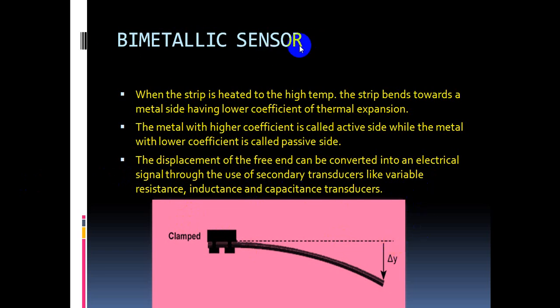Here also, in the bimetallic sensor, the displacement variation indicates there is a change in temperature that is sensed by the bimetallic sensor, and this displacement is converted into an electrical signal using secondary transducers like variable resistance, inductance or capacitance transducers. So using any one of the resistance, inductance or capacitance transducers, we convert the output into an electrical signal. The displacement from the fixed position to the bent position senses the temperature variation, and this amount of displacement is converted into electrical signals using secondary transducers. So this is about the temperature sensor. It is very easy and very applicable.